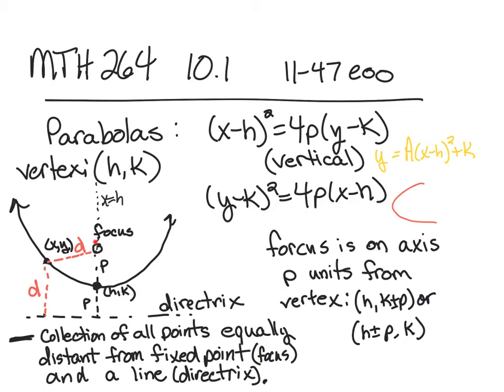Here's your focus right here, and this fixed line called your directrix. So you pick any point and you measure the distance perpendicular to your directrix and to the focus. You're going to get the same distance. And when you find all of those points that have equal distances, you end up with a parabola.